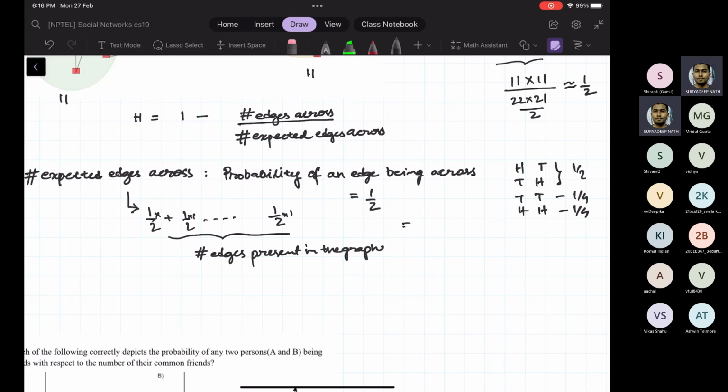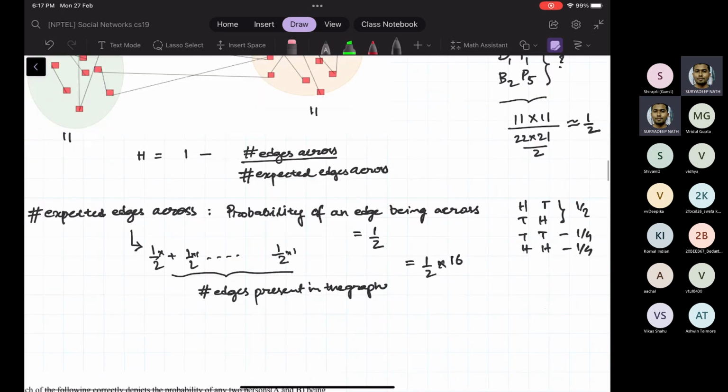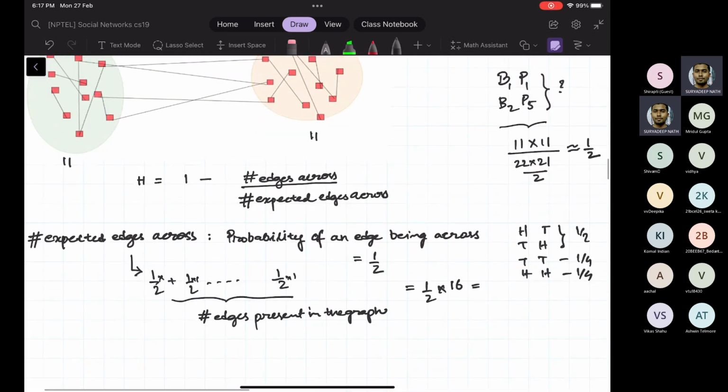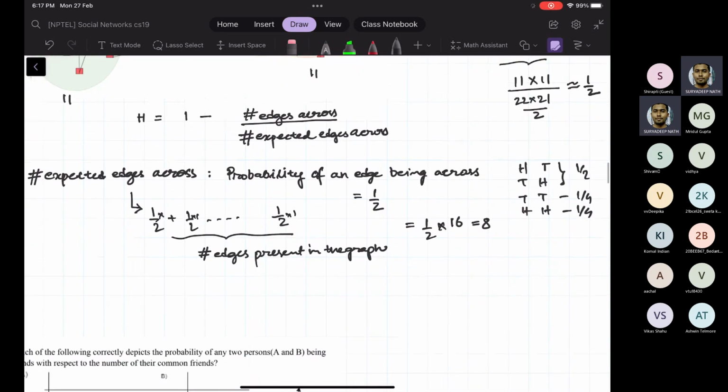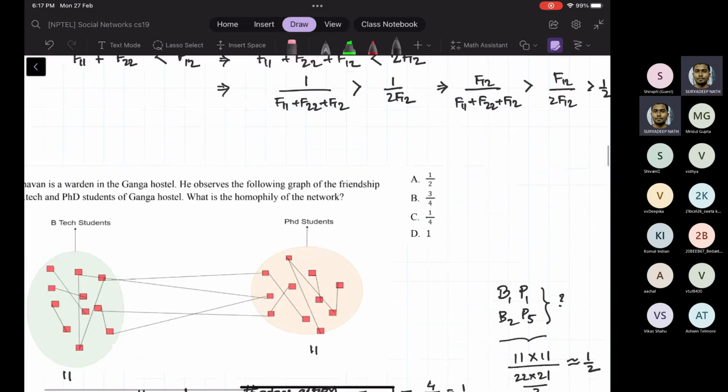So the expected number would be half into 16, as 16 edges are there in this graph if you see. So the expected number of edges is 8. And so this ratio, the homophily, would turn out to be 1 minus 4 by 8, which is half. So the right answer for this problem would be option A, half.